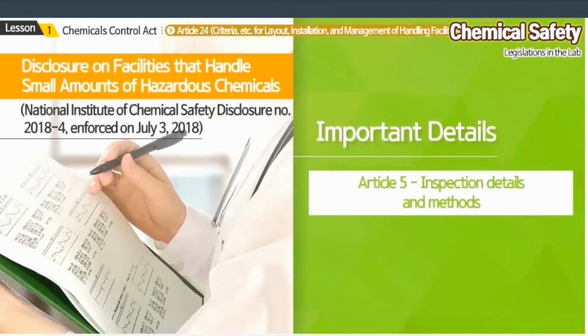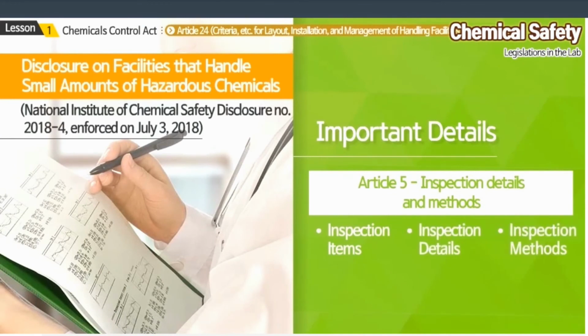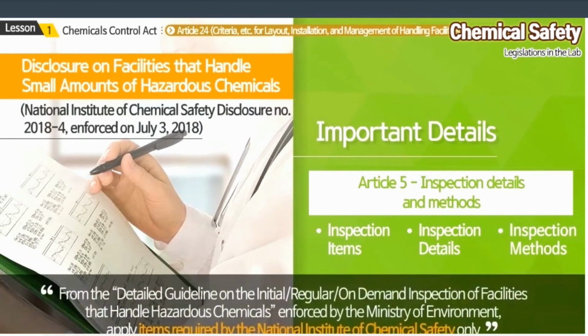Article 5. Inspection Details and Methods includes inspection items, inspection details, and inspection methods for facilities that handle hazardous chemicals in small quantities, stipulated under the detailed guideline on the initial, regular, on-demand inspection of facilities that handle hazardous chemicals, enforced by the Ministry of Environment and required by the National Institute of Chemical Safety.